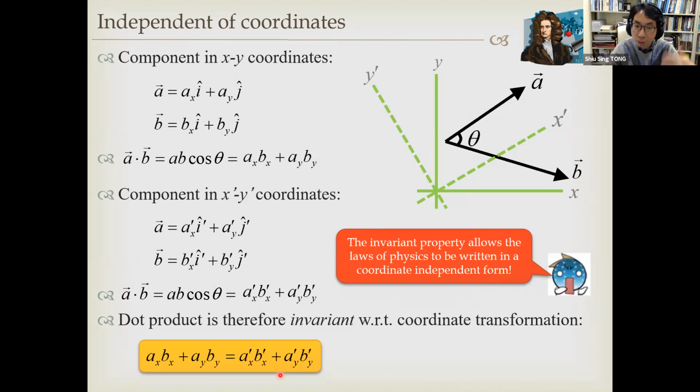In order to prove it rigorously, you have to learn some matrix transformation, rotation matrices, those kinds of things. I'm not going to talk about those things, but I only highlight that both of these combinations should be equal to AB cosine theta that we defined for the dot product. So you believe that these two combinations are the same.